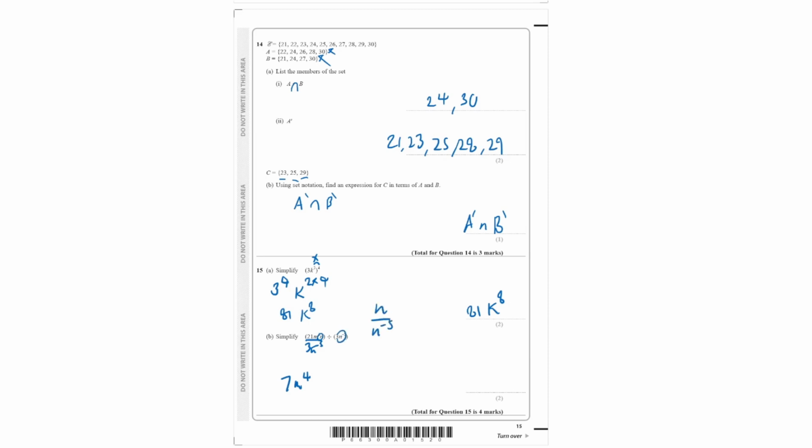n actually has an invisible power of 1. And when dividing powers, we simply subtract. So this is equal to n to the power of 1 minus negative 5. And when you subtract a negative number, you always add. So n to the power of 1 plus 5, n to the power of 6. So we get n⁶. 7m⁴n⁶.